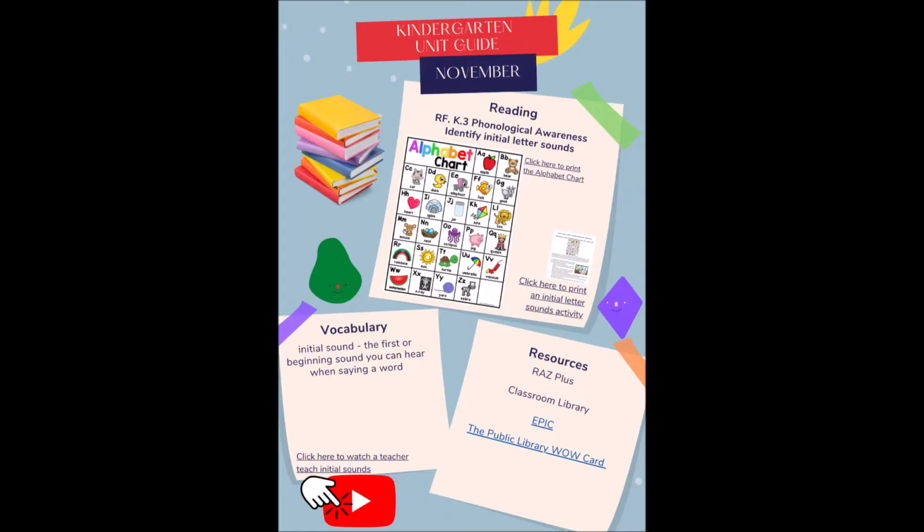Today we're going to talk to you about some more skills that you can work on with your learner at home. In kindergarten, in English Language Arts, we are working on identifying the initial sound of words. That's the beginning sound. So we've given you some things that you can work on with your student. One thing we've given you is an alphabet chart. And before you get started on any initial sound activities, you want to review the alphabet chart with your student.